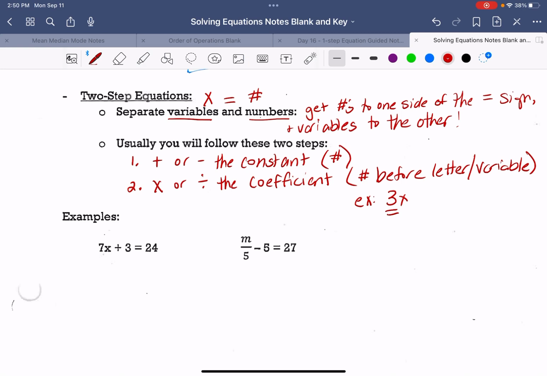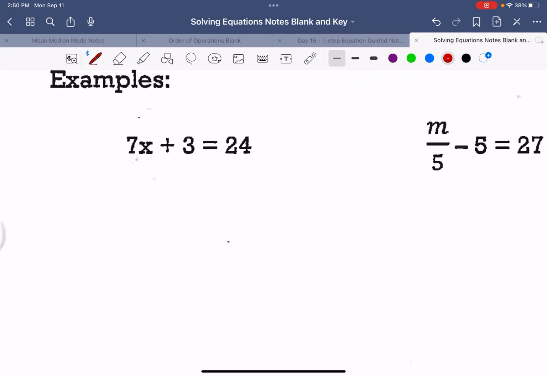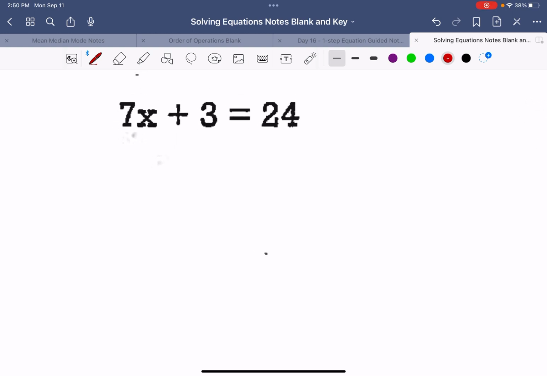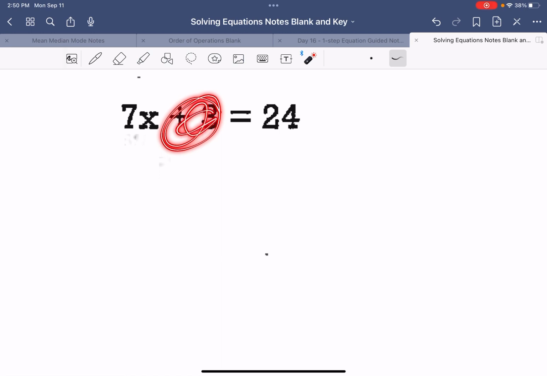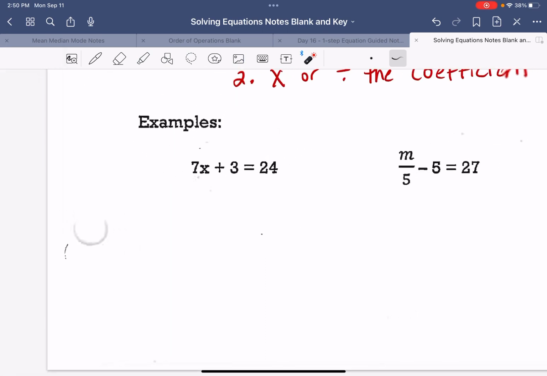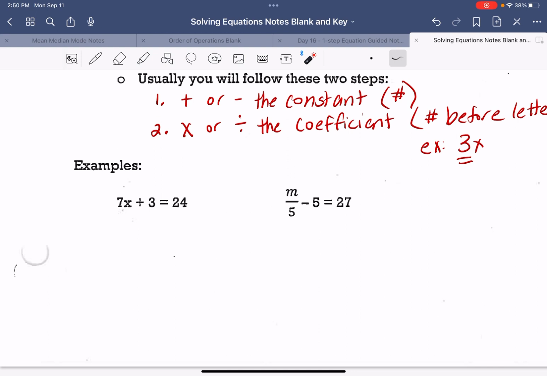So let's look at the first example so you know what I'm talking about with this two-step equation. 7x plus 3 equals 24. Ooh, last time we didn't have this extra thing here. We just had 7x equals 24, for example. Now we've added in this plus 3. Well, let me go back a little bit, because this is something that I share with a lot of my students, and it's very helpful in many situations.